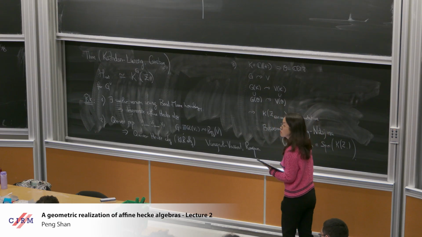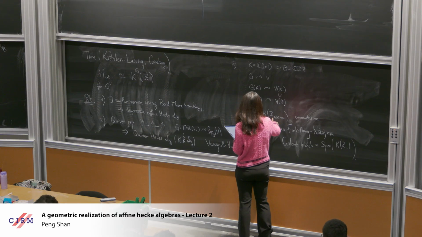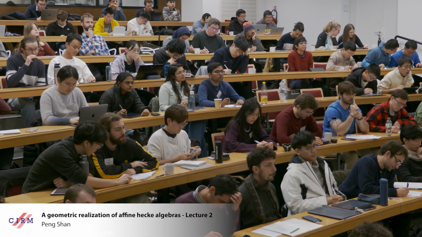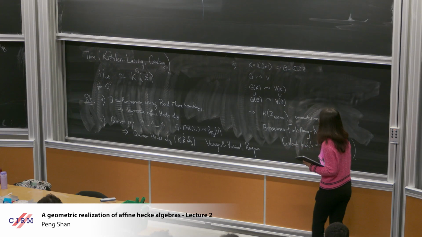Is it finite type? This ring, yes, it's of finite type over C. Although the spaces are infinite, at the end you get an algebra which is of finite type over C.